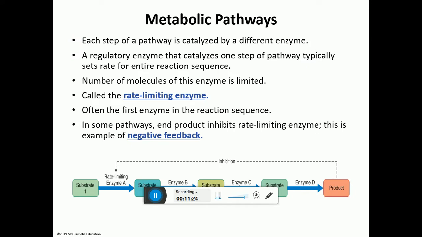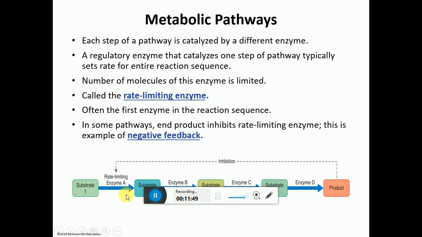For metabolic pathways, as we said, they have to occur in a certain sequence. You cannot skip from one step to the next. Your rate-limiting enzyme is always your first enzyme in the sequence. And that's how negative feedback happens. We're going to be talking about feedback as we go.